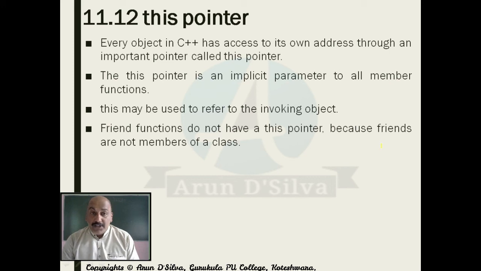Friend functions do not have the this pointer because friends are not members of a class. This is one thing you have to keep in mind. Only member functions can have the this pointer. Other than that, it is not possible. To give an idea, the this pointer points to itself. It accesses its own address.